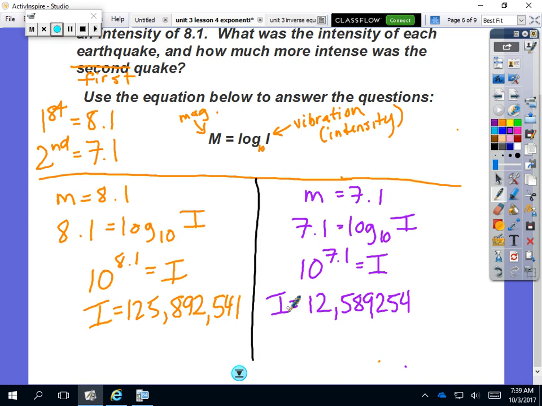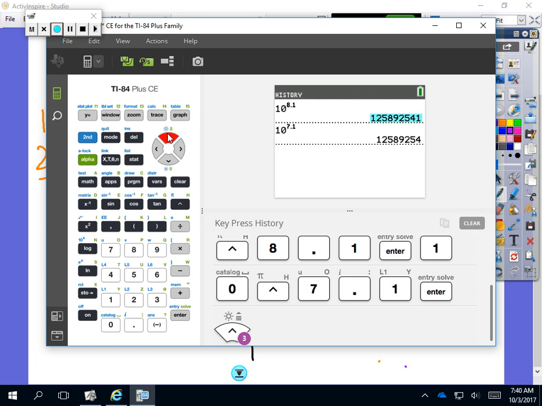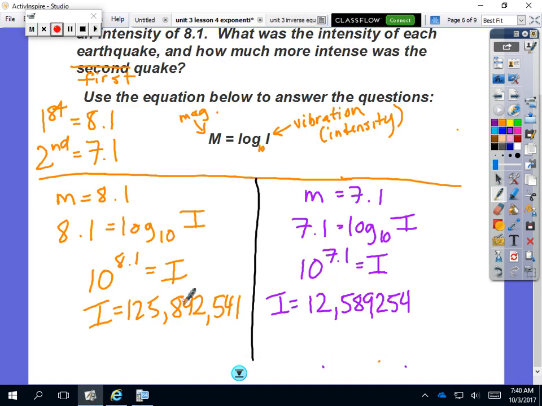Well, I'm looking. These are both powers of 10. This one is just one integer higher power of 10. So in other words, we multiplied 10 by itself one more time. So this actually should be 10 times as much as this. So if I take and I divide these, take that number divided by that number, you just use your cursor to highlight those numbers, and then you can press enter. Well, our theory was right because it's 10 times more. So this one was 10 times as intense as this one.